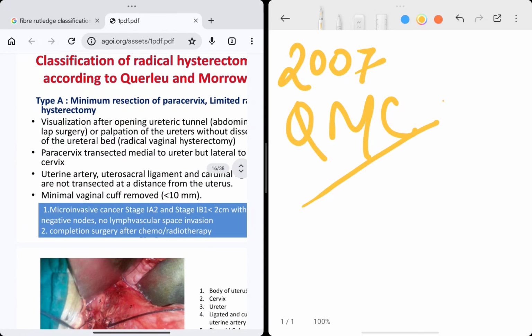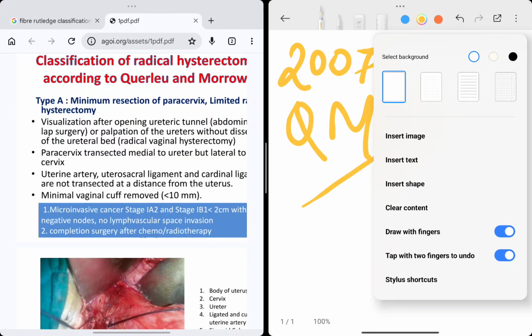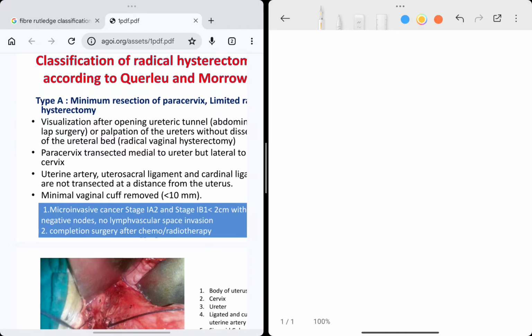Yes, so in the previous staging system we divided the types into type 1, type 2, type 3, type 4 and type 5. But in the Querleu-Morrow classification system, we divide the radical hysterectomy into type A hysterectomy, type B hysterectomy, type C hysterectomy and type D hysterectomy. Coming to type A hysterectomy.